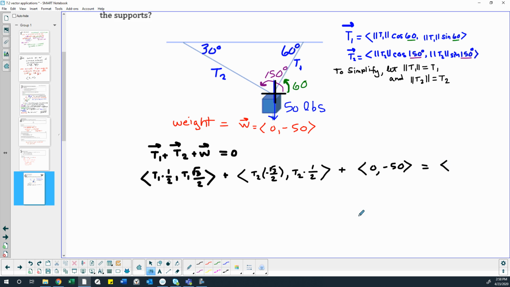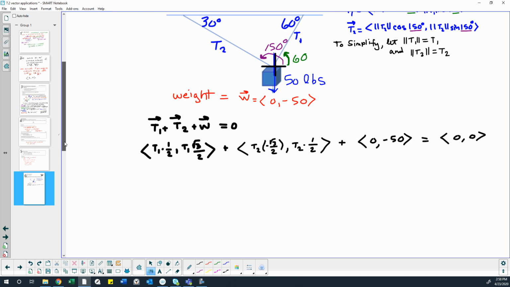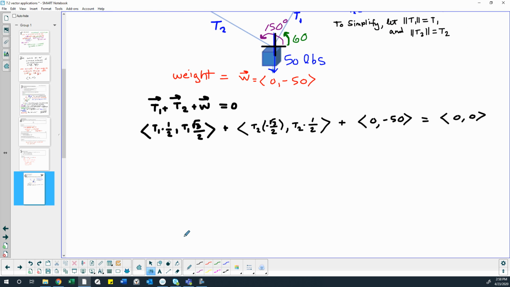So a 0 vector basically would mean our components are 0, if you want to write it that way. Okay, so we have our x components, we have our y components. That allows us to write two different equations. So we're going to have two equations and two unknowns that we can solve as a system.